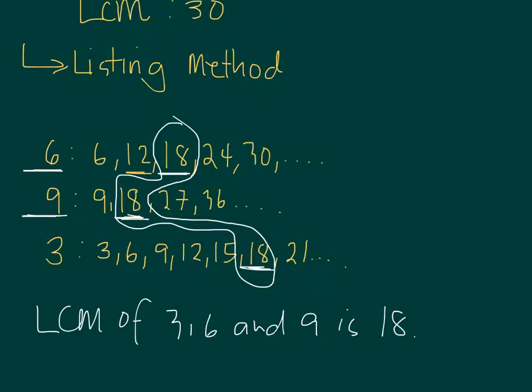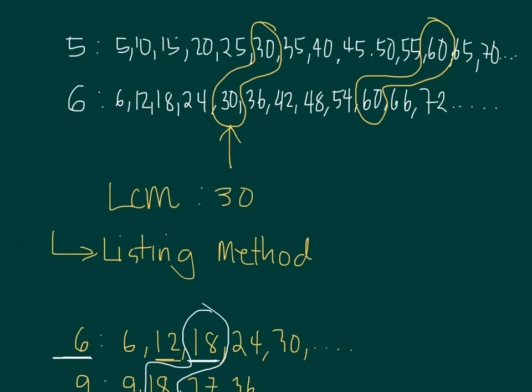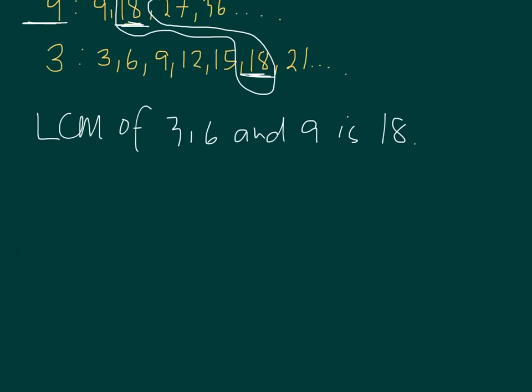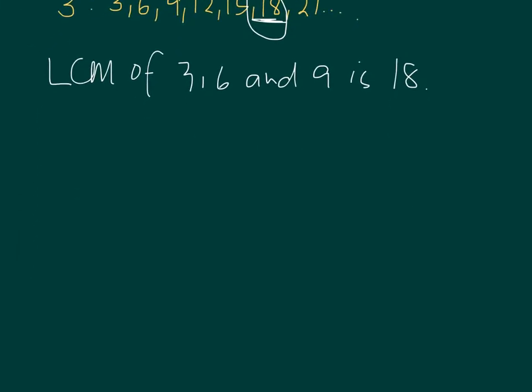If the listing method becomes tedious, that means it will take you some time to list all the multiples of the given numbers, then this method might be helpful to you. Okay, so let's go back to our first example, 5 and 6. Let's just take simple examples first.